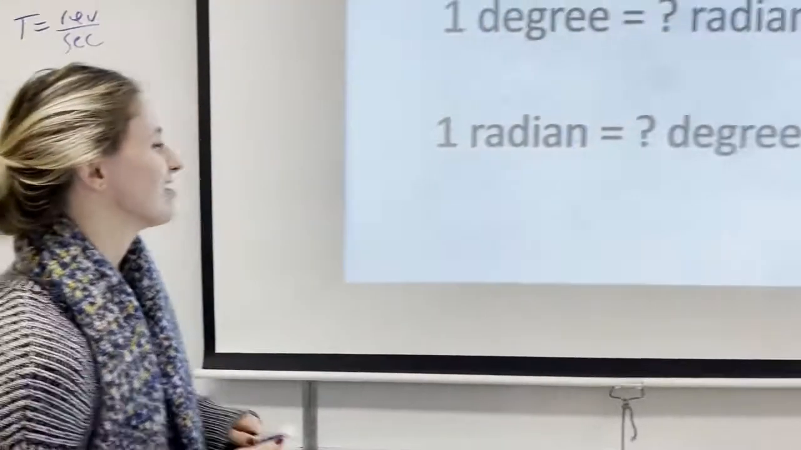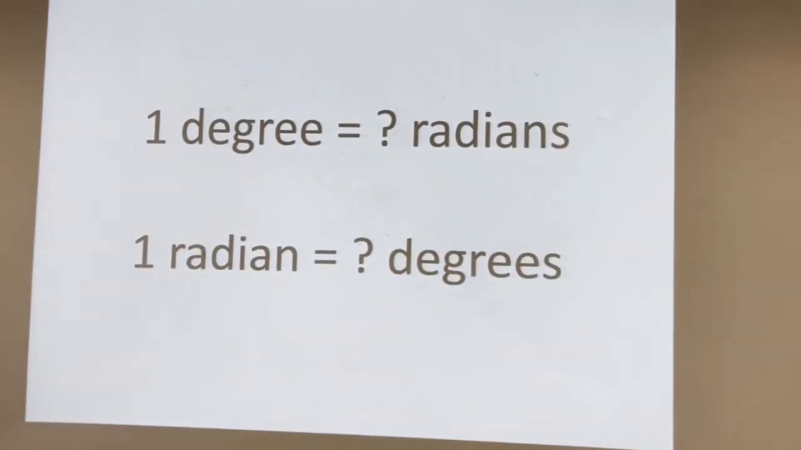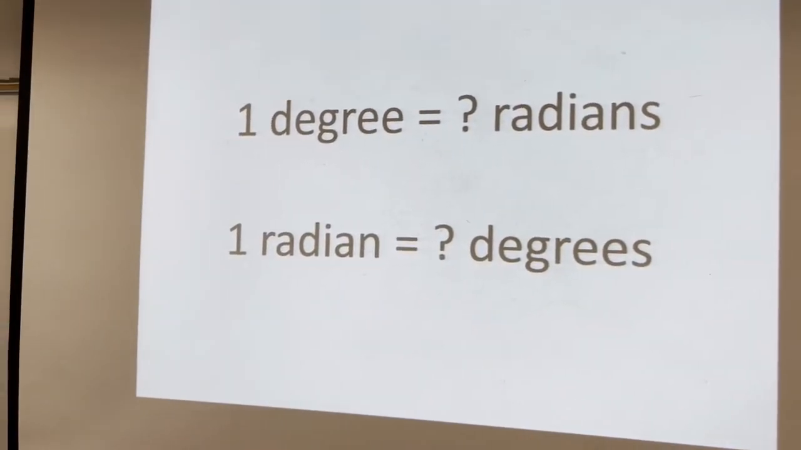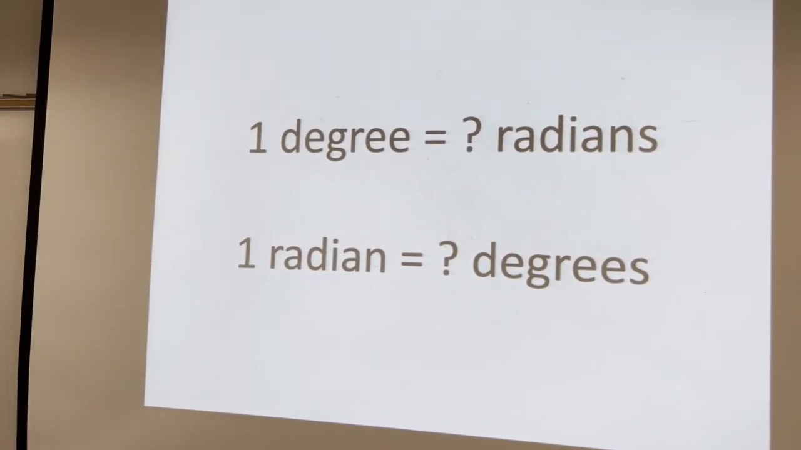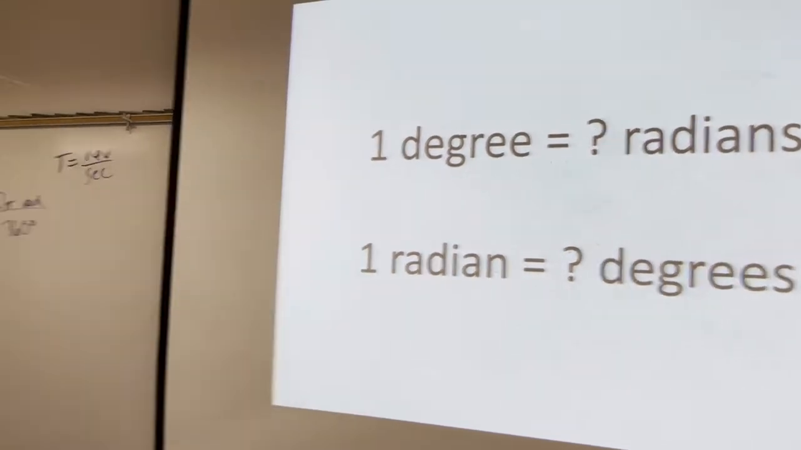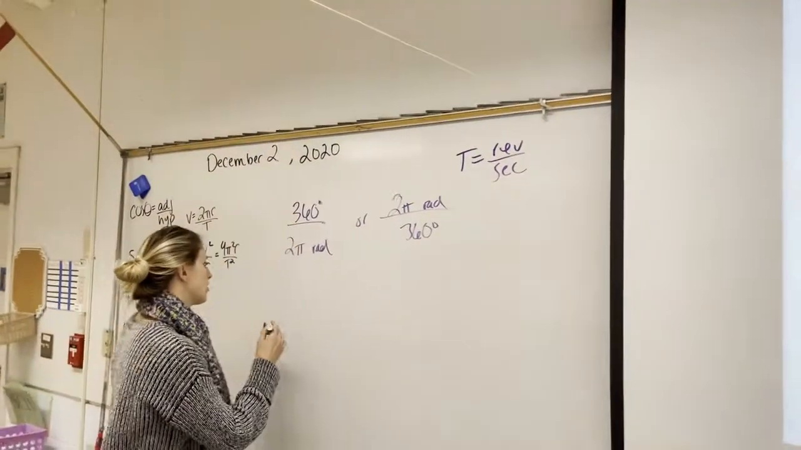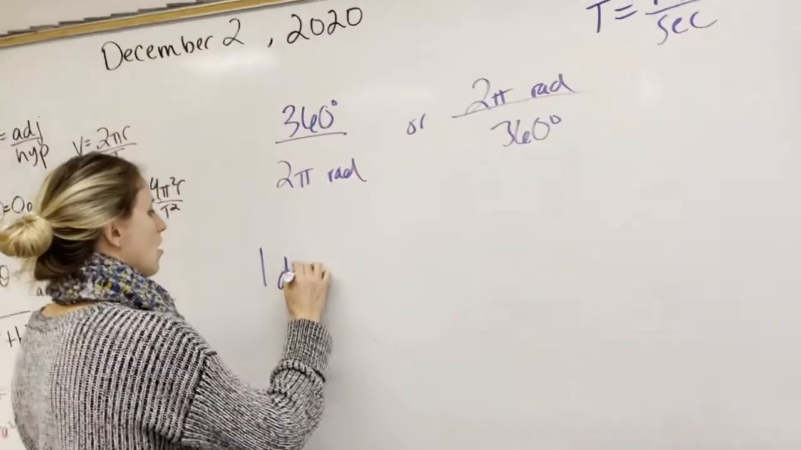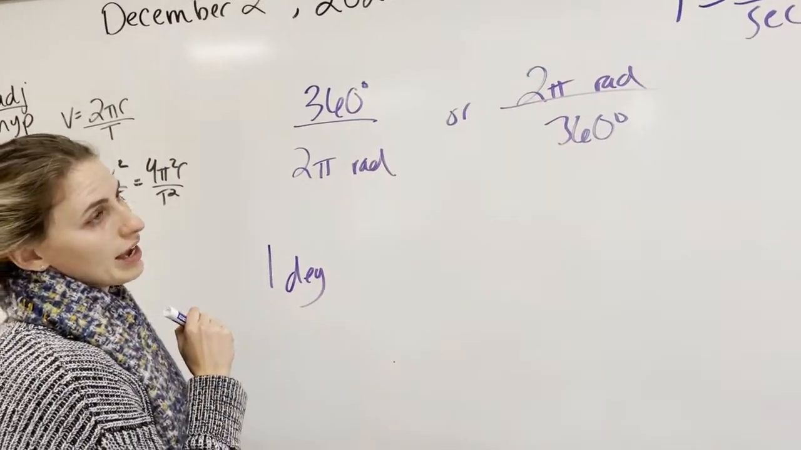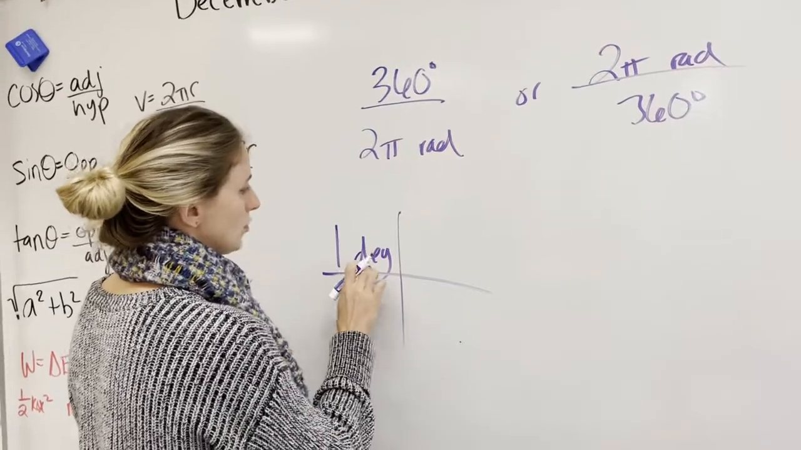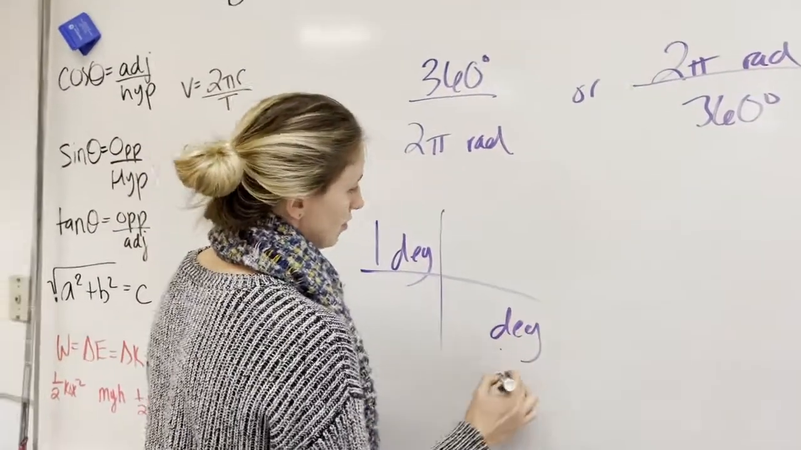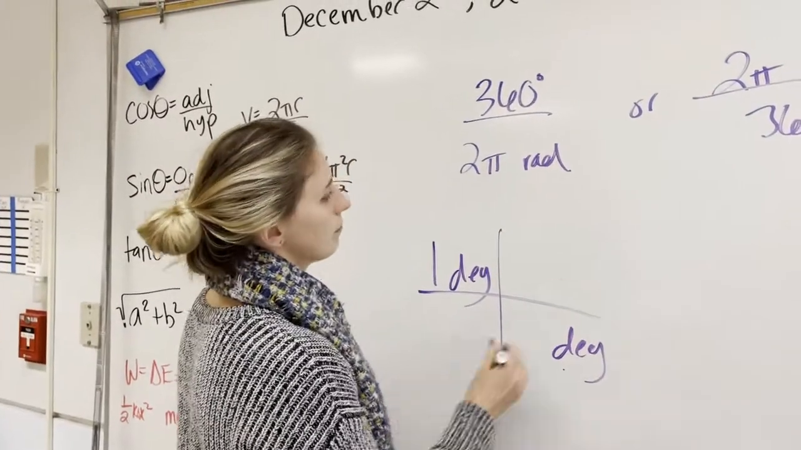So let's use these. Go ahead and do this: 1 degree is how many radians? 1 radian is how many degrees? You're going to multiply degrees by one of these fractions. So how do you choose which fraction? Whatever I give you is going to go on the bottom here. So if degrees is here, degrees has to go there. So how many goes on the bottom?